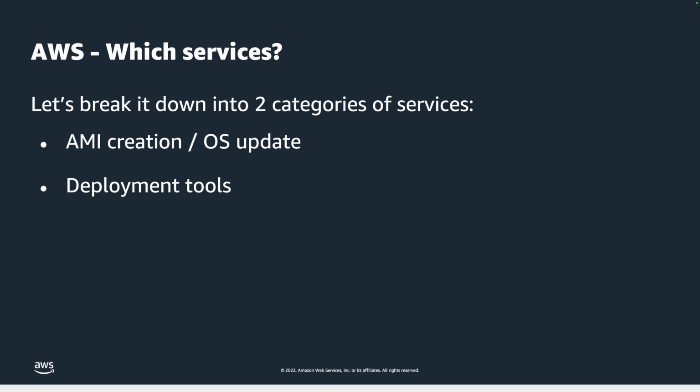I'm not listing all of them in the best interest of time, of course, but if you have an interesting use case or something that I haven't mentioned here, by all means talk to me or to your account team, and I'm pretty sure they're going to be happy to talk to you about it. But the 2 categories of services are the AMI creation or the operating system update, and the deployment tools.